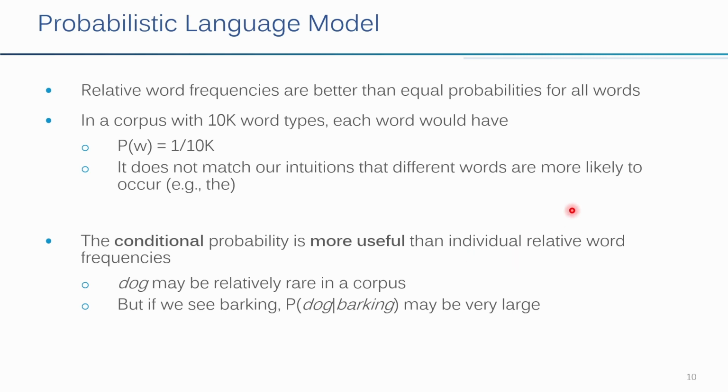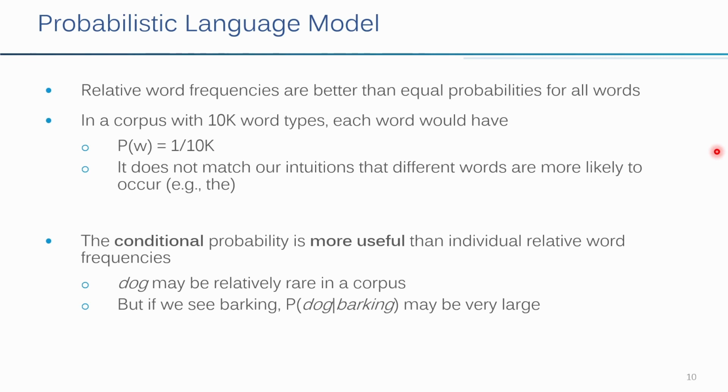For example, the relative word frequencies are better than the equal probability of all words. Of course, if we have a corpus with 10,000 word types, so unique words there, we can pretty much say that the probability of every given word is 1 over 10,000, right? But that doesn't match exactly what happens in reality.